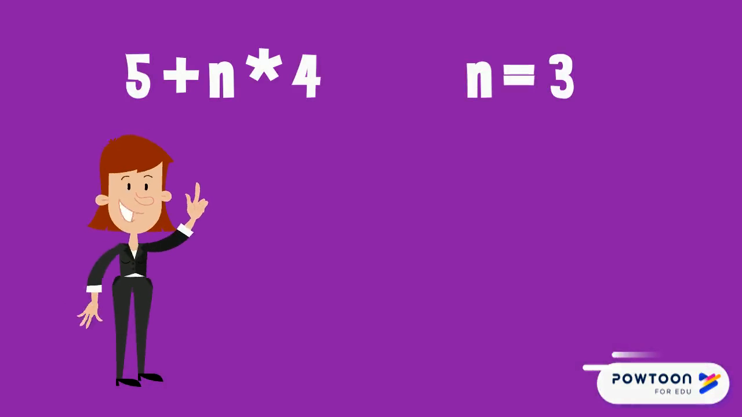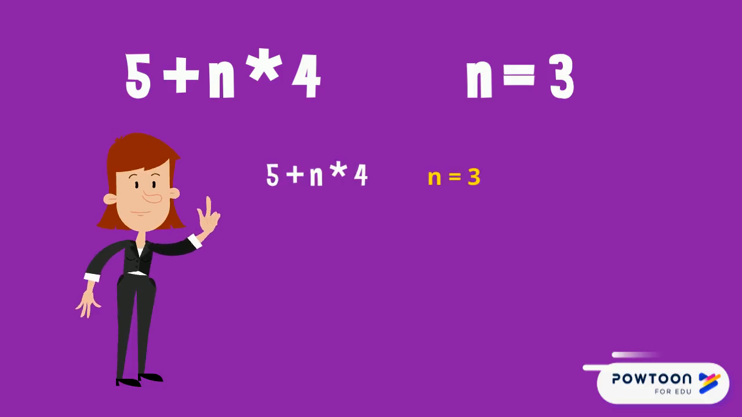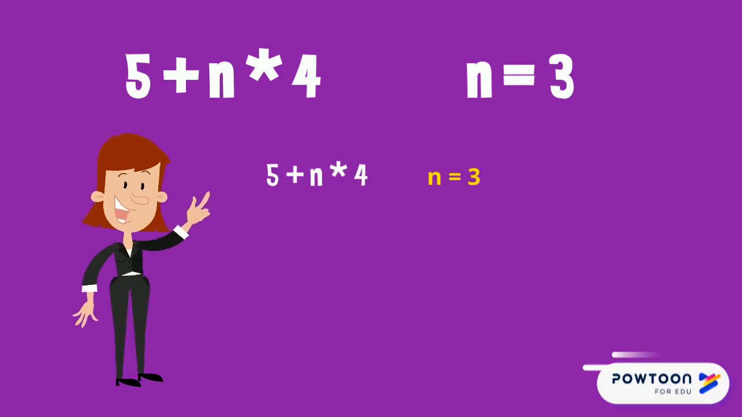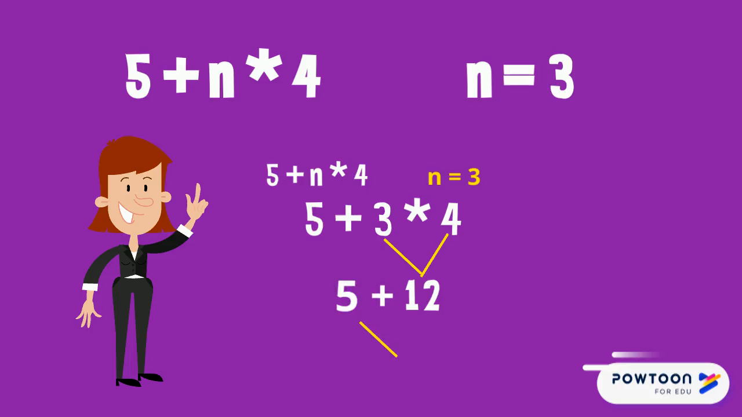So looking at this expression, if I know that n is equal to 3, I substitute the n in the expression for 3, and then following the order of operations, I would multiply 3 times 4, which is 12, then add 5, so the value of the expression is 17.